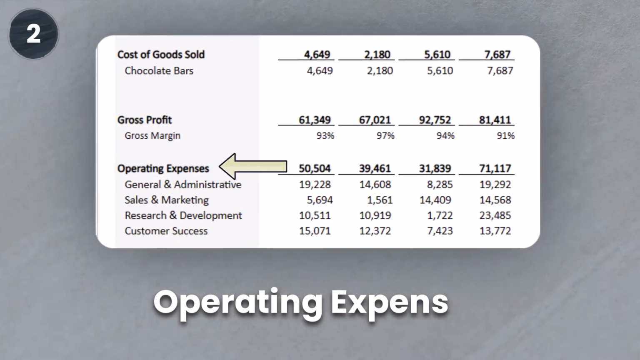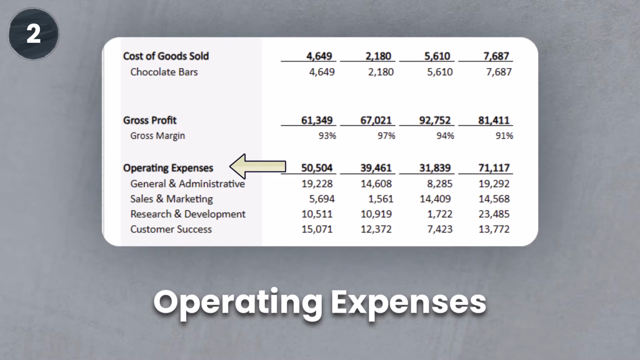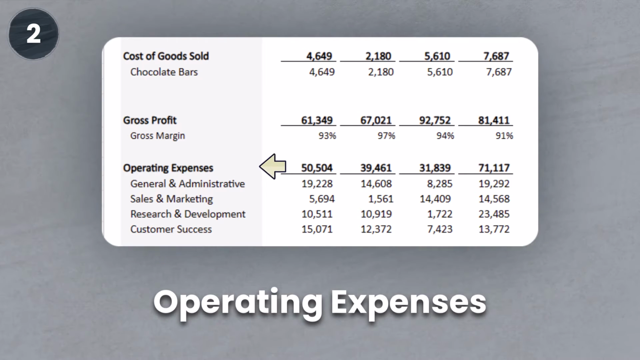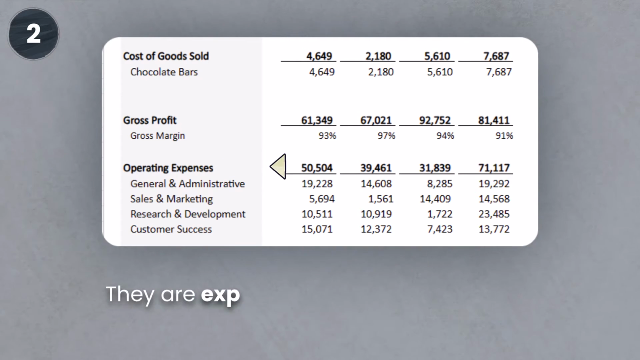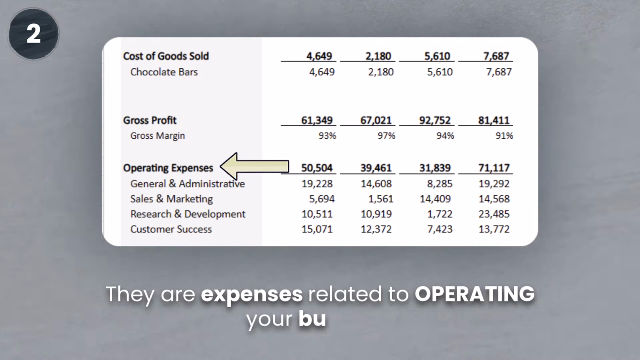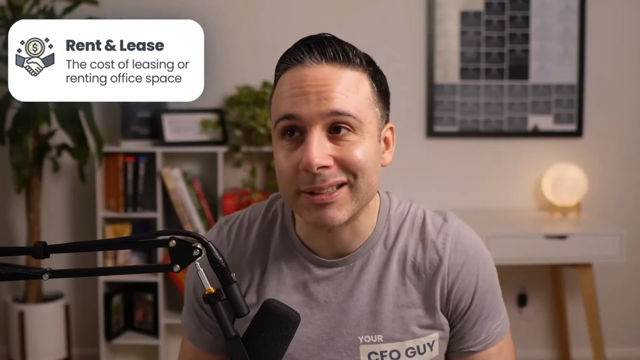Okay, now we get to our next cost section, your operating expenses. Operating expenses are also what they sound like. They're expenses related to operating your business. So what are some examples of operating expenses? How about rent or legal fees or payroll?